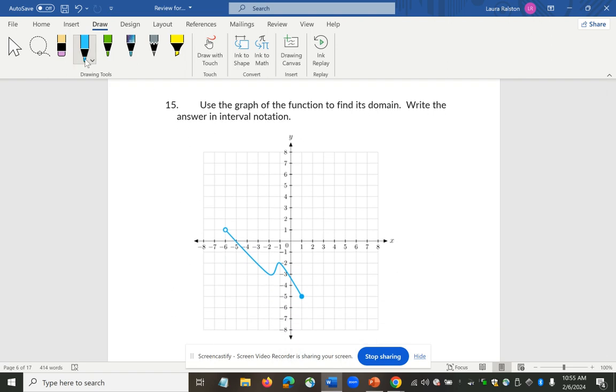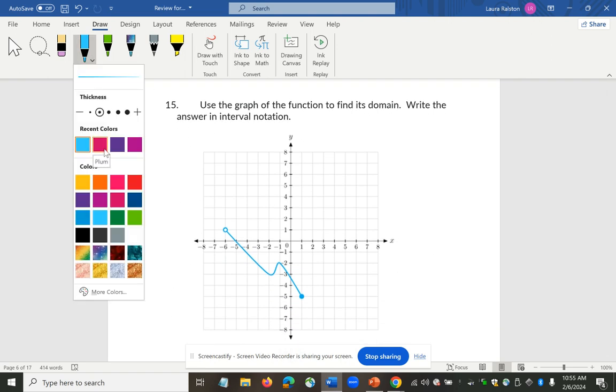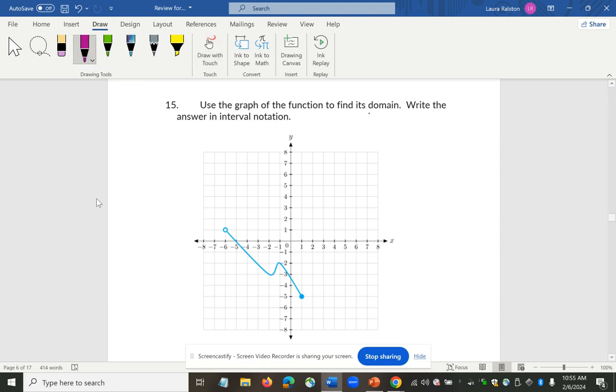Okay, question 15 says to find the domain of the function, write the answer in interval notation. So again, domain is the x values. You have to pay attention to the graph. I notice on this graph I have this open circle. The open circle means it is not included on the graph.